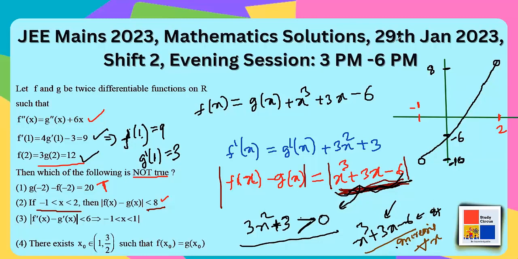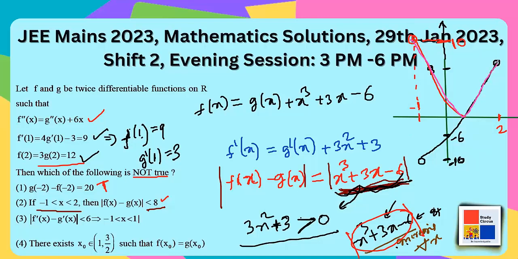So the mod of this will be, I'll take the mirror image of the part that is at -1, where the value was -10 for this thing. If I take the modulus, the value is going to be 10, on the positive side. It is going to be corresponding to this. It will be 10 here, right? So modulus of x cube plus 3x minus 6, the graph is this one here, right?